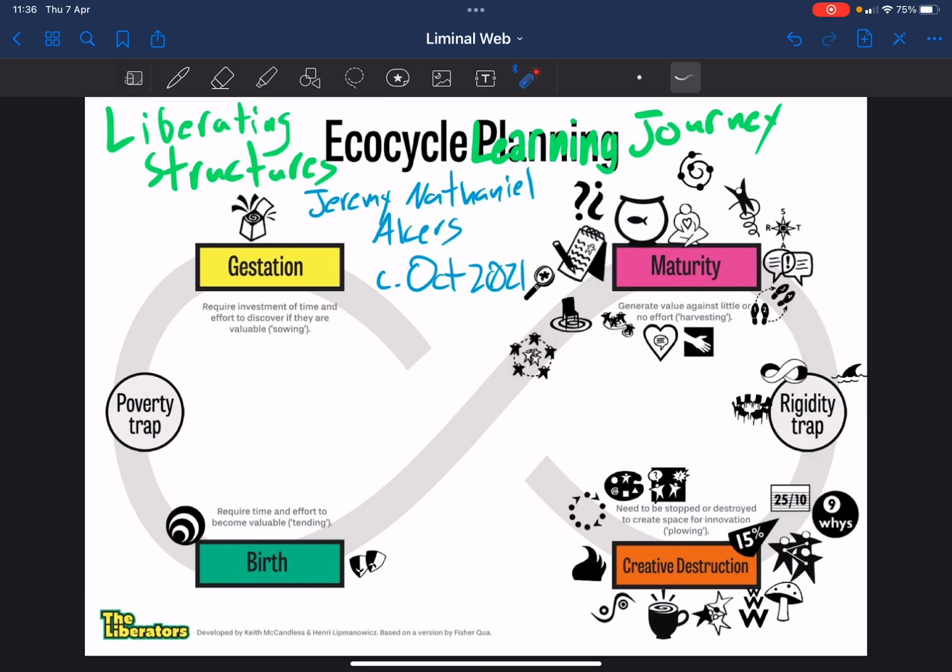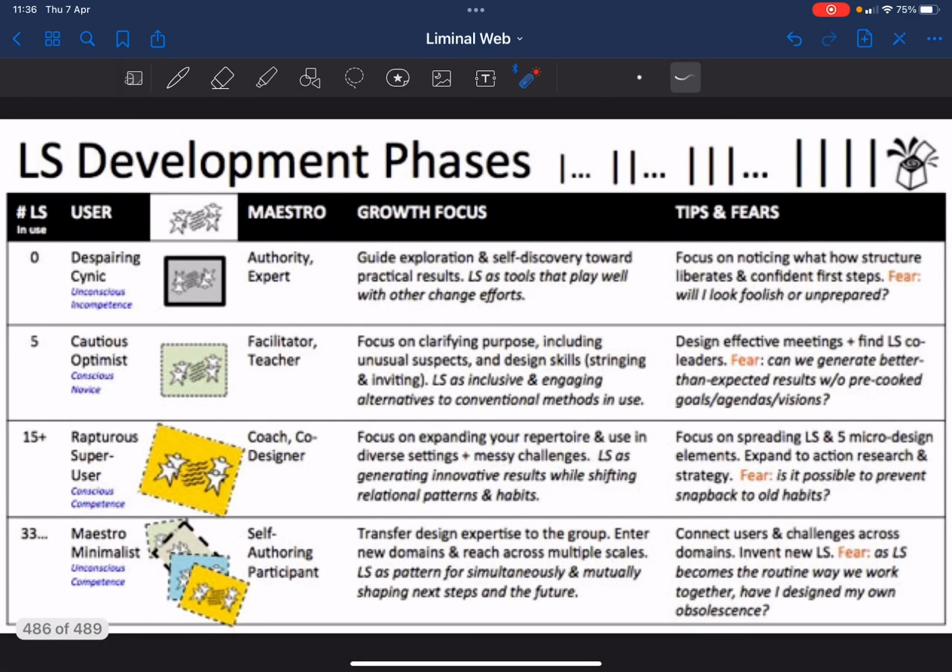Now, as we use this to map our micro-level learnings, there's also a sort of growth hierarchy when it comes to the macro perspective of Liberating Structures at large. And that is effectively these 4 stages of despairing cynic. When you're familiar with no structures, you just think, hey, that's how the world is.